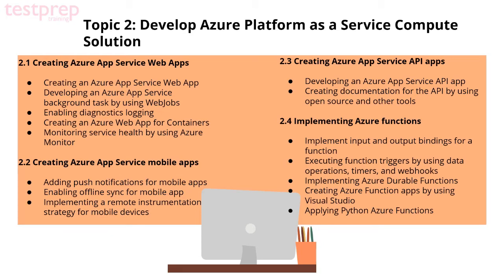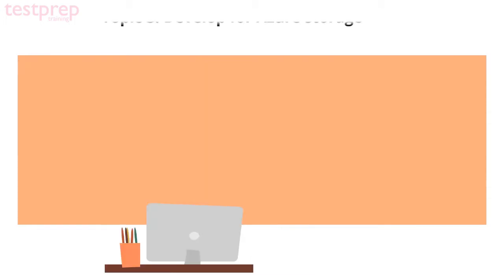Fourth, implementing Azure functions. It is divided into 5 parts. Implement input and output bindings for a function. Executing function triggers by using data operations, timers, and webhooks. Implementing Azure durable functions. Creating Azure function apps by using Visual Studio. Applying Python Azure functions. Topic 3. Develop for Azure storage. It can be understood in 4 parts.